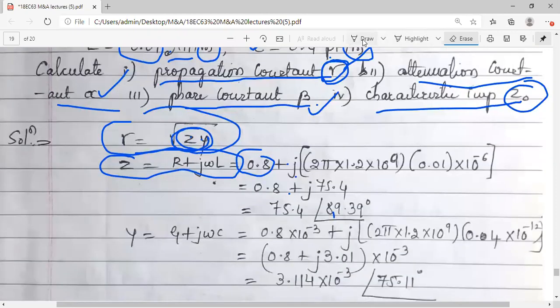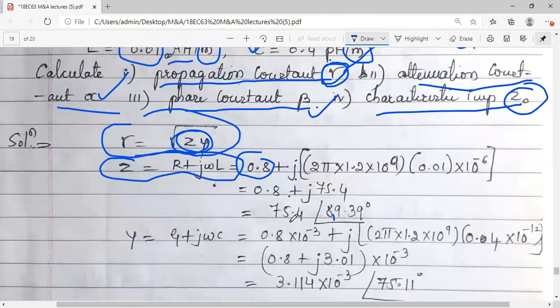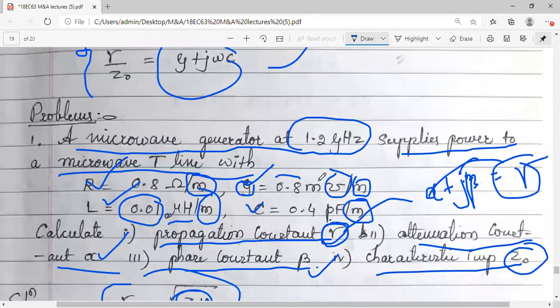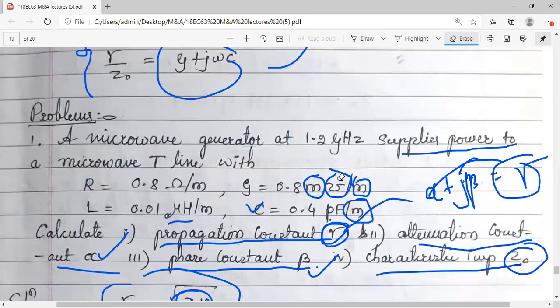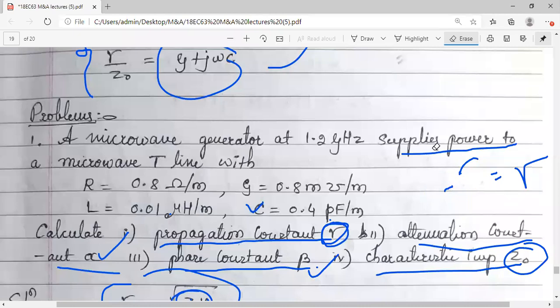Now, what is Y? Y is G plus j omega C. G is given as 0.8 milli. Don't forget this. In a hurry, whenever you read the question, many times this happens. Students forget what is written in terms of alphabets, because when you take numericals, you mostly concentrate only on the number. You don't consider this. See here, there is a micro, there is a pico, there is a milli. You forget this, so don't do that.